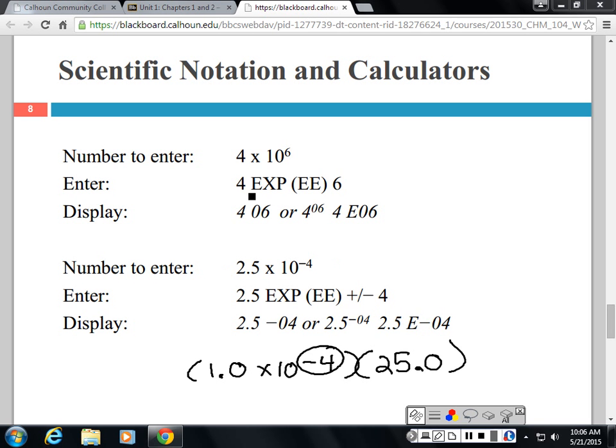In some of your calculators, you may have an exponential key or EE. That's very common. You would press that and then put the 6th power. If you had a negative number, you would press the exponent key and then go to your plus or minus key in your calculator and put in the negative 4. And you may have to enter it as negative 0.4.